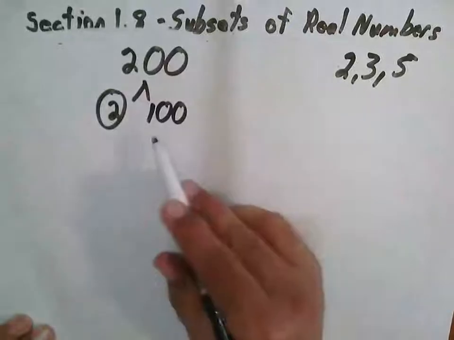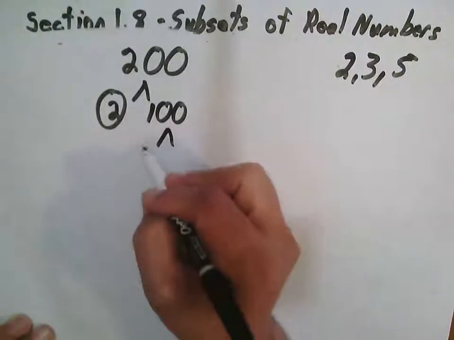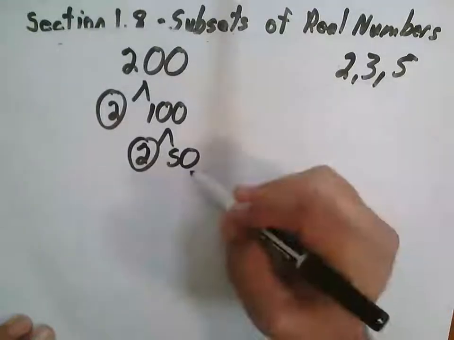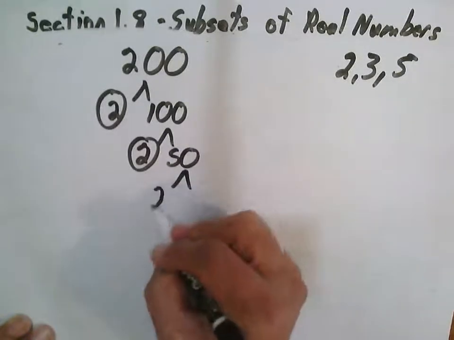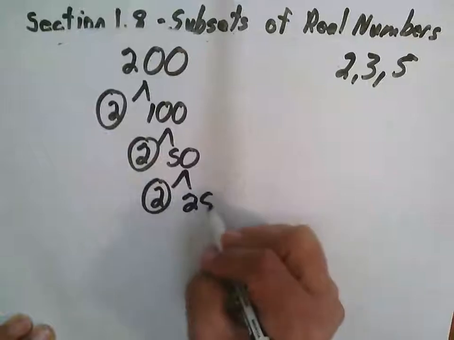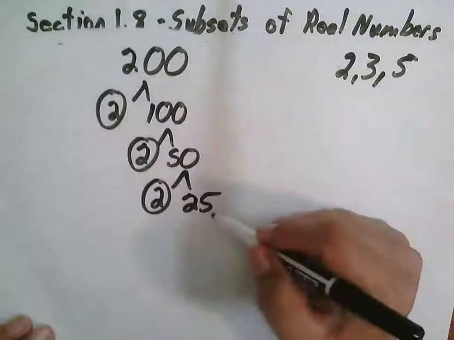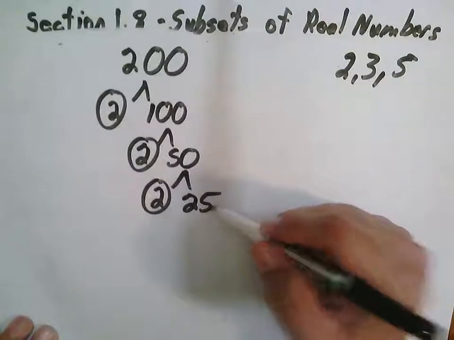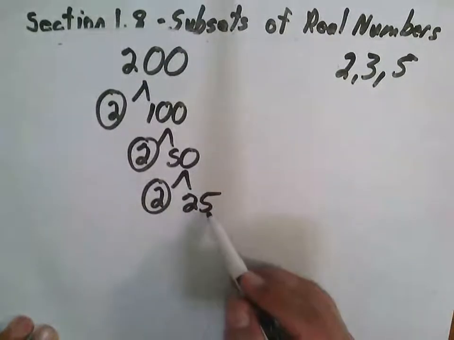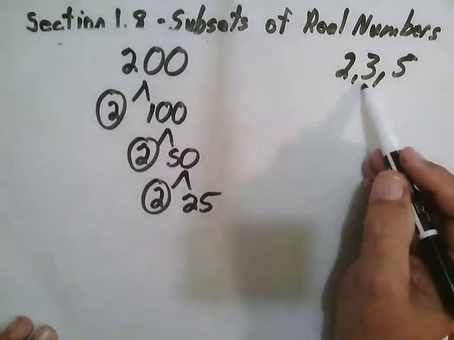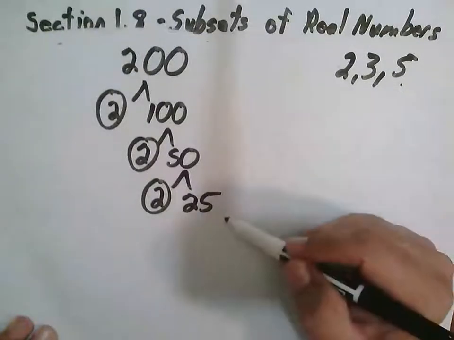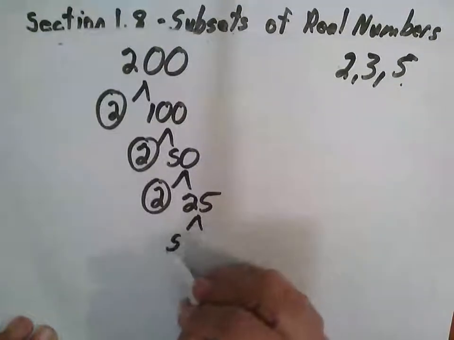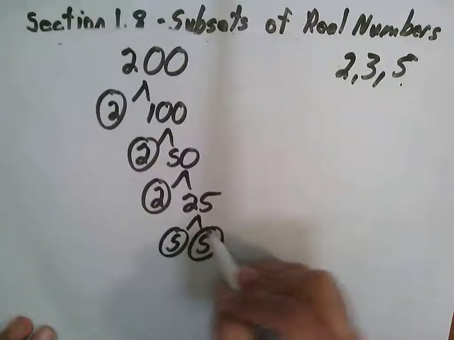Once again, keep going. Will 2 go into 100? Sure. I can bust 100 in half, and that gives me 50. Once again, can I bust 50 in half? Sure. 50 will go in half, and I'll have 25 left over. So at this point, 2 won't go into 25 because the number has to end in an even number. 5 is not an even number. 3 won't divide into it because 2 plus 5 is 7, and 7 is not divisible by 3. But the number ends in 5, so I know it's divisible by 5. So therefore, 5 will go into that 5 times.